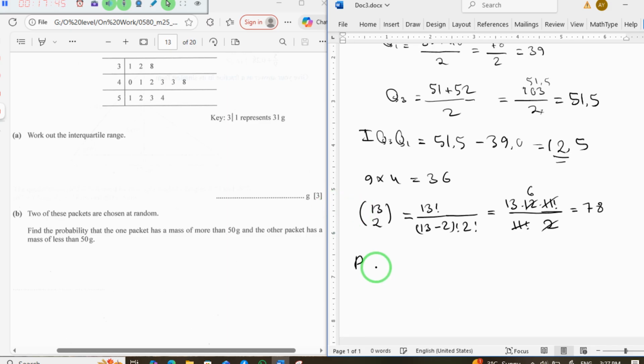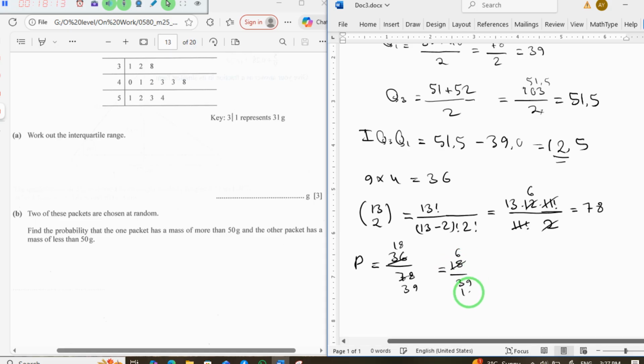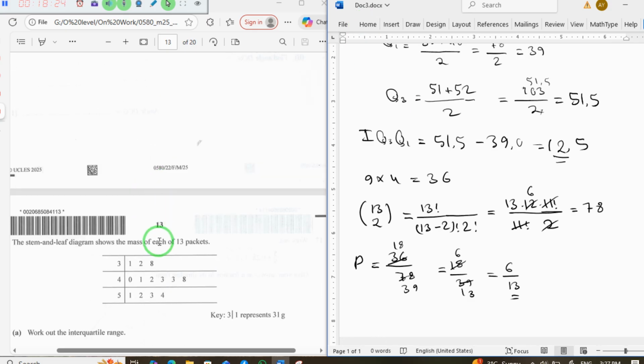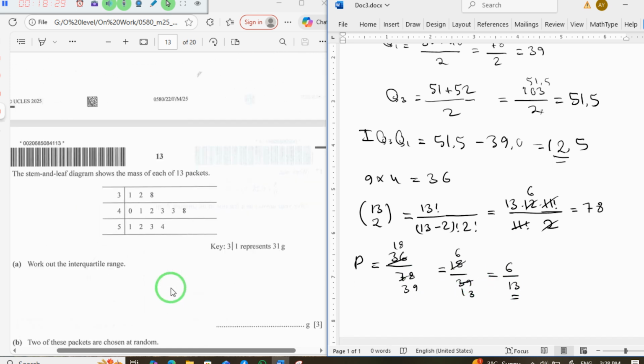Then we find the probability. The probability P is equal to 36 over 78. We can simplify by 6: 36 over 6 is 6, 78 over 6 is 13. So the answer is 6 over 13. This is the probability that we will choose randomly 2 packets from this data.